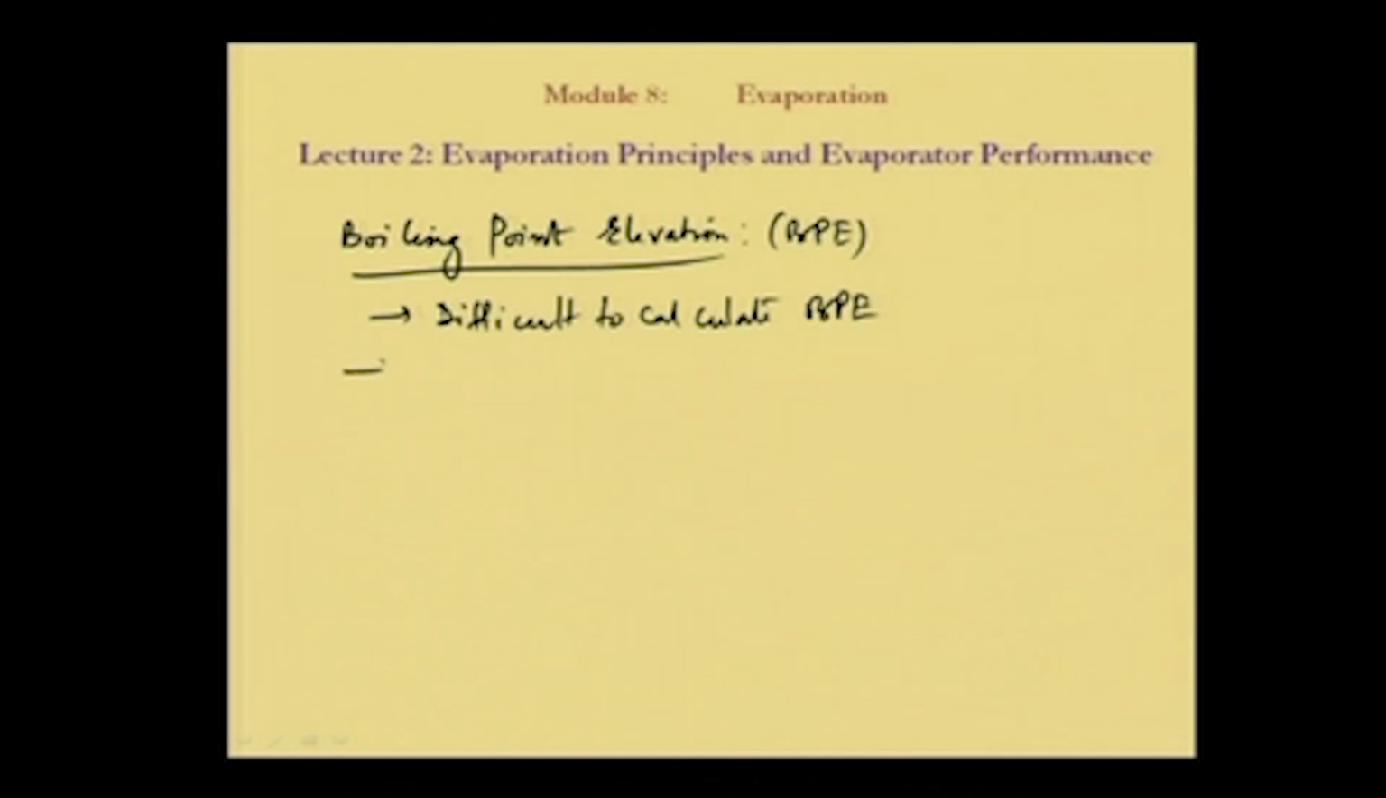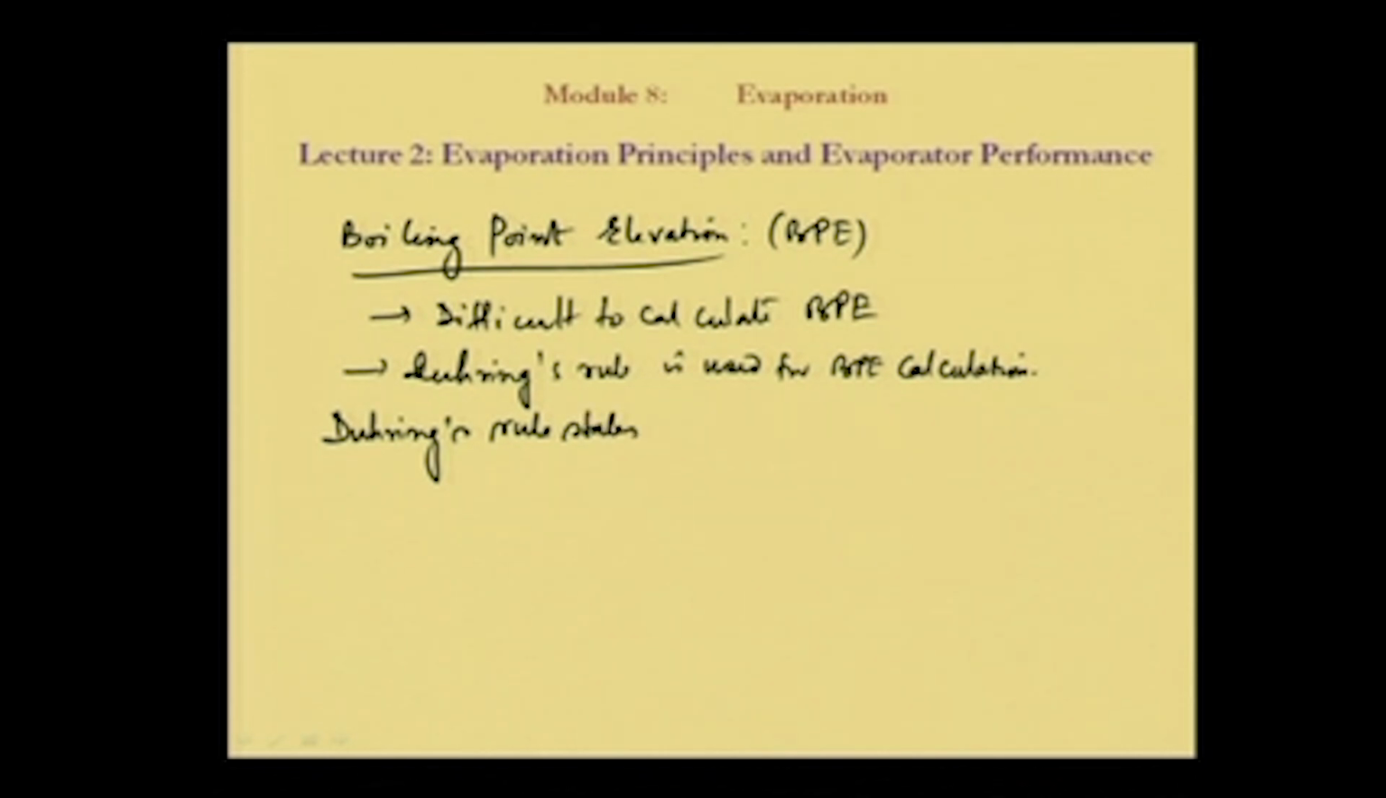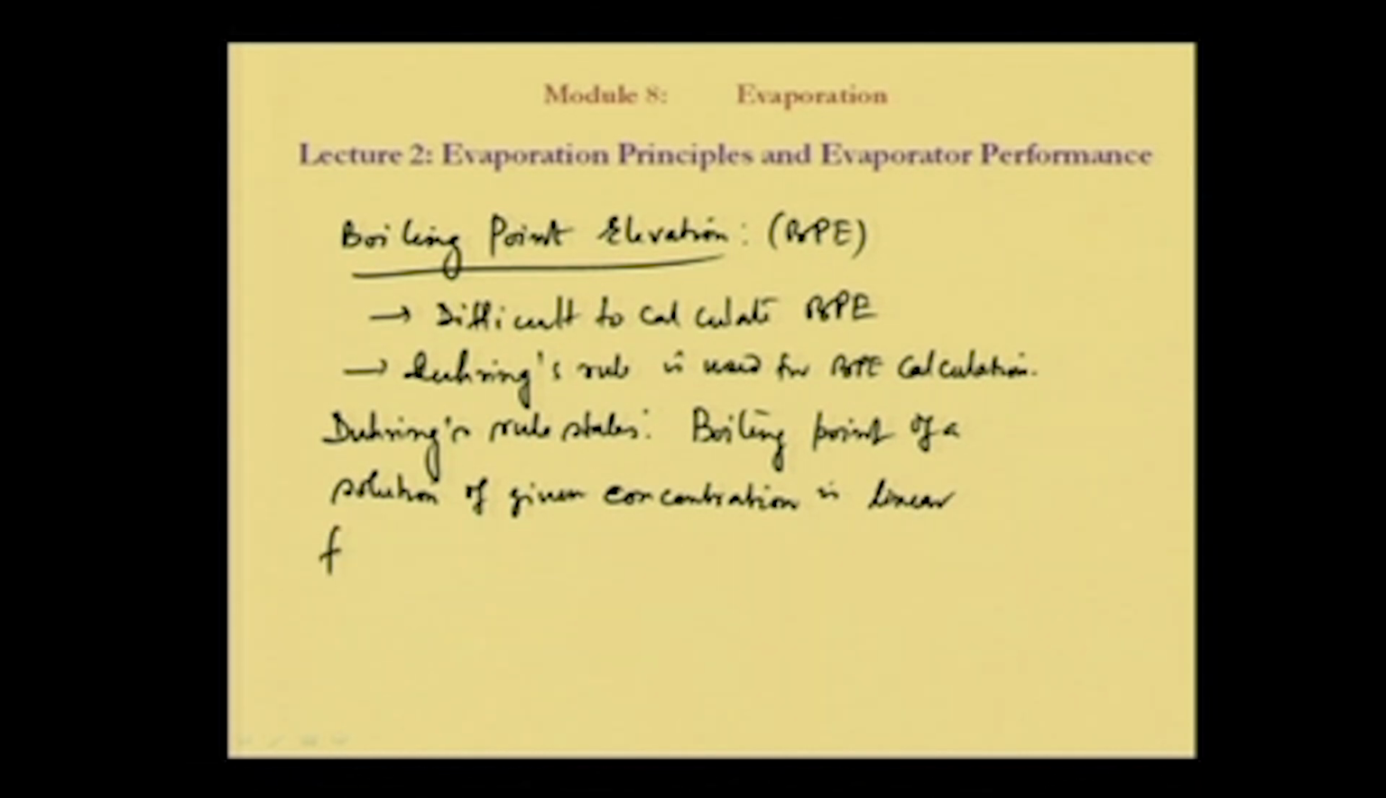So, what is used is Duhring's rule, used for boiling point elevation calculation. Now, what is Duhring's rule? Duhring's rule states that the boiling point of a solution of given concentration is a linear function of the boiling point of water.